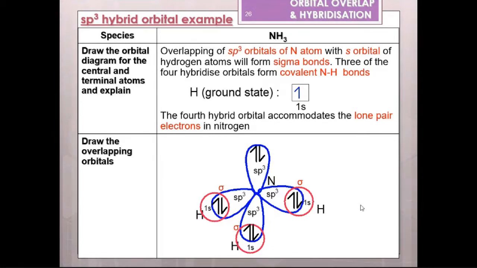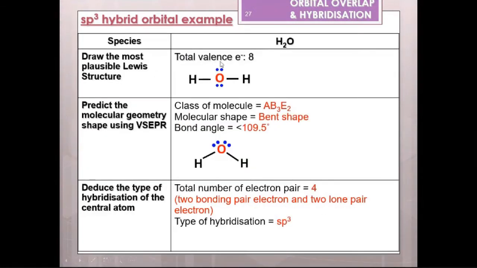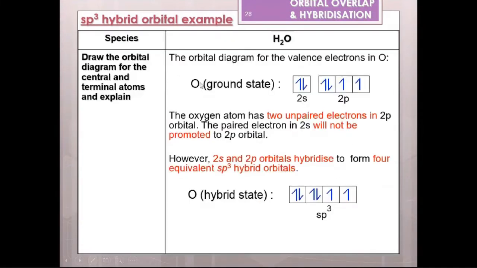Ammonia. Okay, water, you check. 2 lone pairs, 2 bonding pairs. So this is the ground state for oxygen. 2 lone pairs, 2 bonding pairs. So it is enough. There is no excited state. So straight away hybrid sp3. sp3.